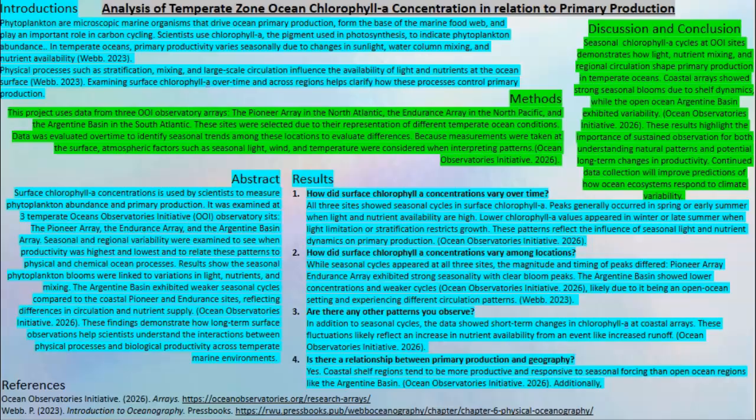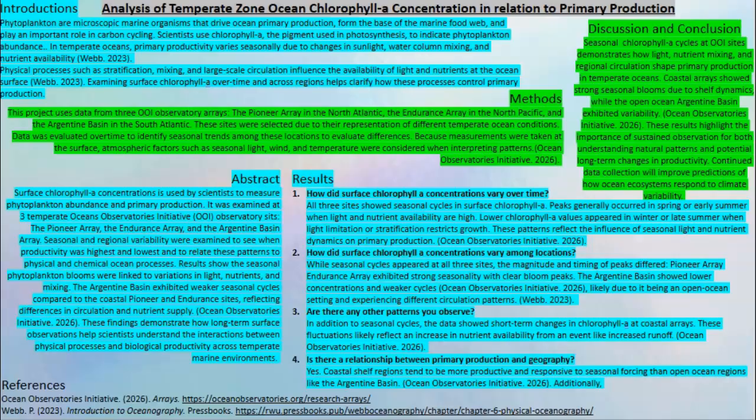The first question to be addressed was how surface chlorophyll A concentrations varied over time. All 3 sites showed clear seasonal cycles. Chlorophyll A concentrations generally peaked in spring or early summer when increasing daylight and nutrient availability promote phytoplankton growth. These peaks represent seasonal phytoplankton blooms.